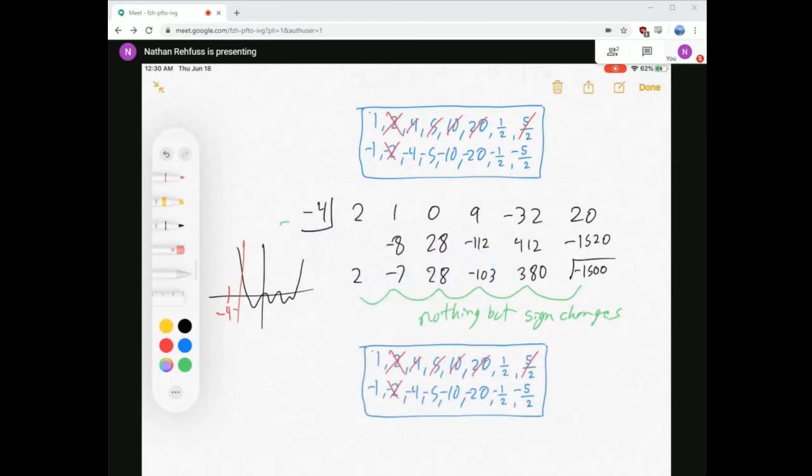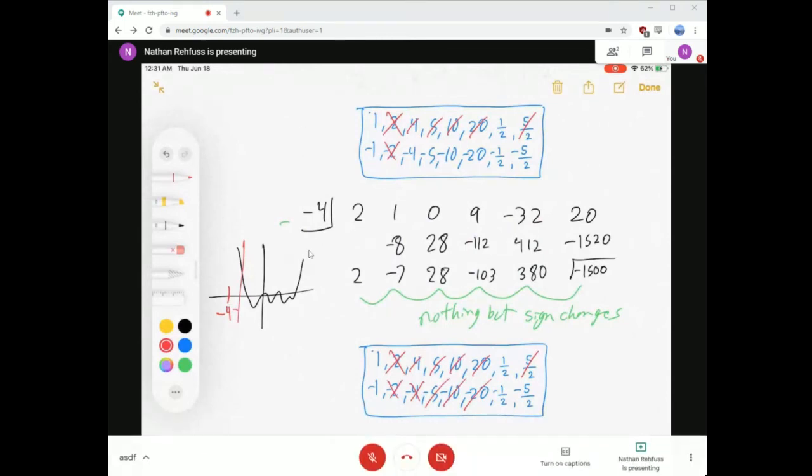So -4 is a lower bound. And anything to the left of -4 is also out. So that's -5, -10, and -20. Gone. All of them. So we just killed another 4 numbers with one synthetic problem. So the pattern for an upper bound is this guy and all of these guys are positive. For a lower bound, it's this guy's negative and these guys alternate. Okay? So we've got 5 roots that we could have left. 1, 1/2, -1, -1/2, and -5/2.